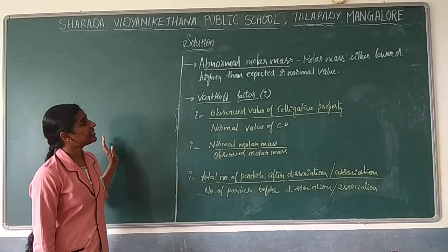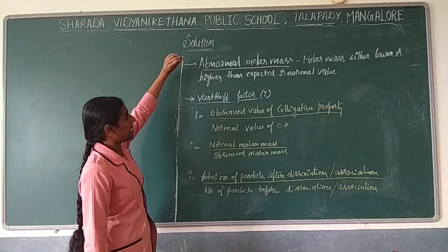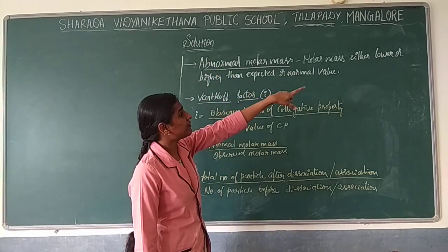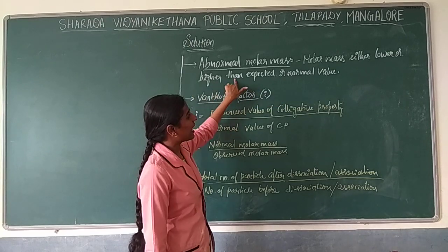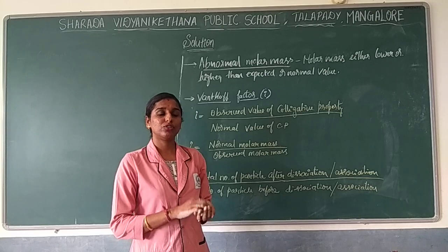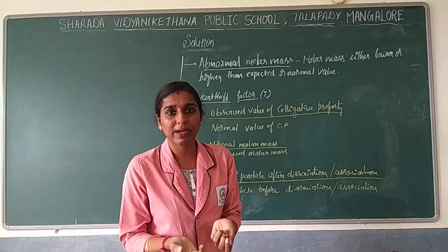So next we will continue with abnormal molar mass. What is meant by abnormal molar mass? Whatever the molar mass is, it will be either lower or higher than the expected or normal value. So when we do calculation, according to the calculation we will expect some values.